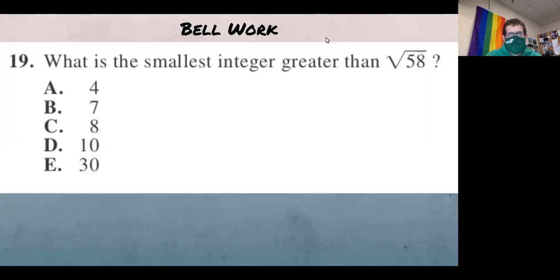Okay, so the smallest integer greater than square root of 58. There are probably other ways you could look at it, but two main ways you could think through this. You could just do this really quickly and find the square root of 58. If I plug that into my calculator, the square root of 58 is 7.616. All right, what's the smallest integer greater than 7.616?